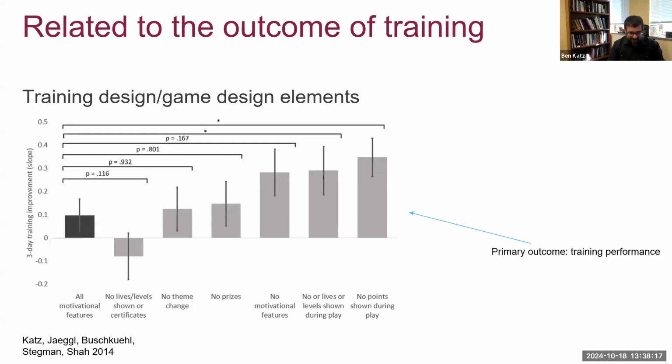And this was one of those examples where the result was surprising. We found that the outcome of training was related to the design, the training performance specifically, but it was actually something where all of the motivational features did worse than removing some of them. Some of those motivational features, like showing lives or levels or having points displayed on the screen, actually had some deleterious effects on people's performance. And just noting, this is training performance rather than transfer effects.